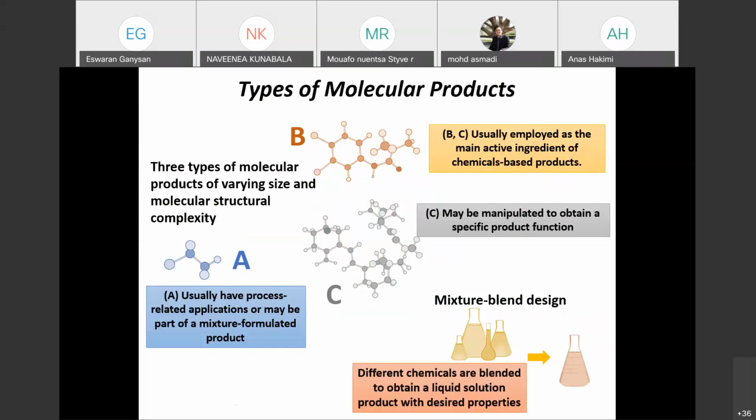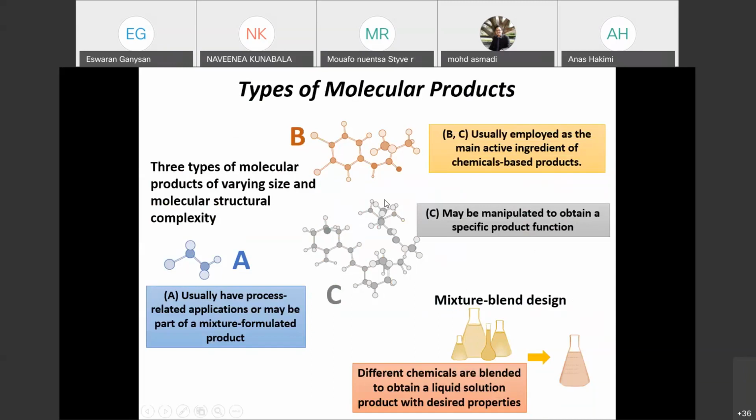And this one is the mixture blend design. Different chemicals are blended to obtain a liquid solution product with desired properties. So this is the type of molecular product you have to remember. And D is classified as the mixture blend product.